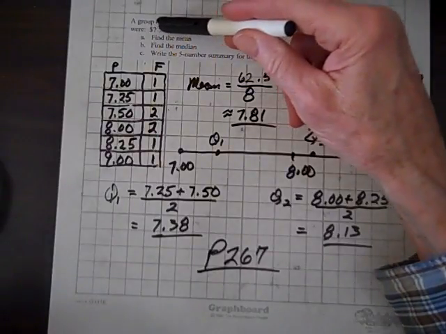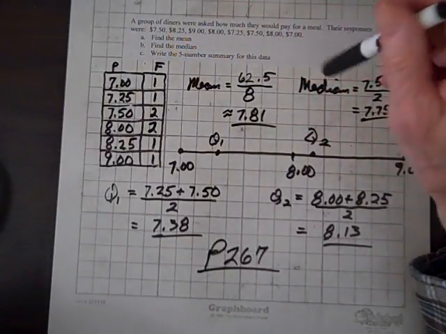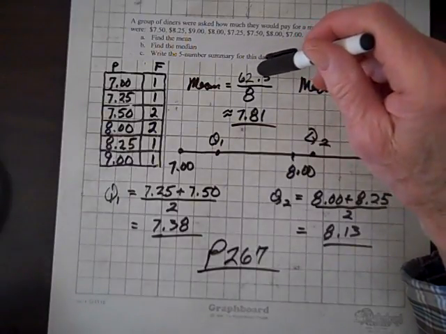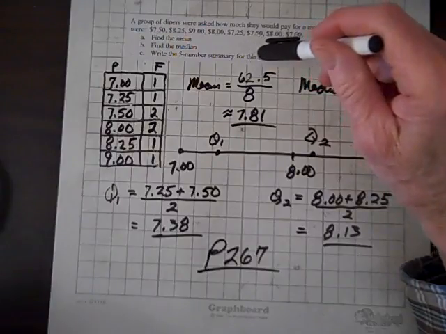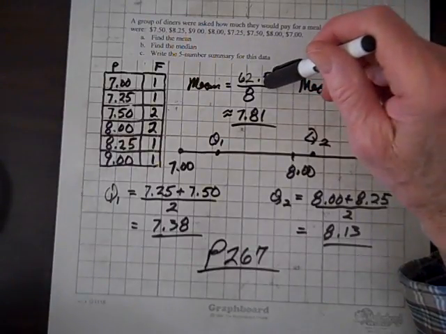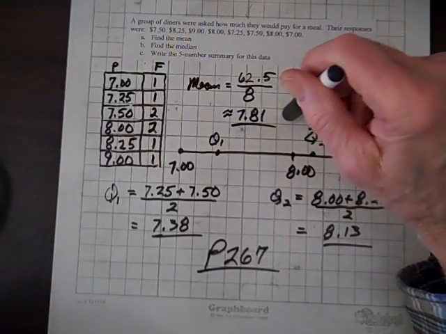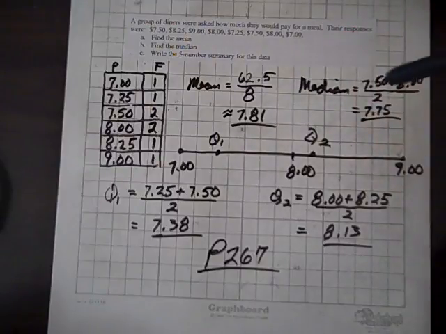If we add up these values, we wind up with 62.5, and that would be dollars. I'm going to leave the dollar sign off. So 62.5, and there were 8 diners, so dividing that by 8, we get 7.81 when we round. So that's the mean.